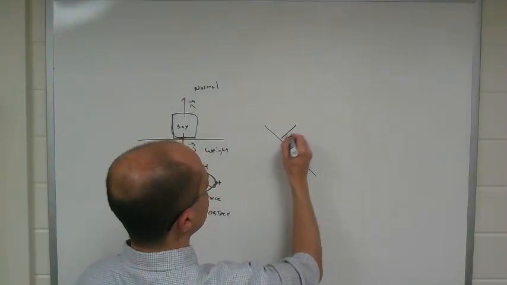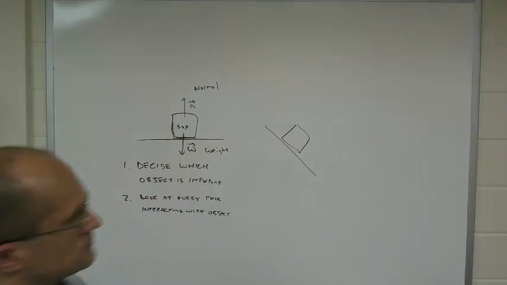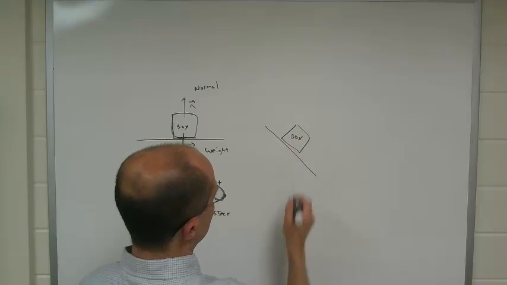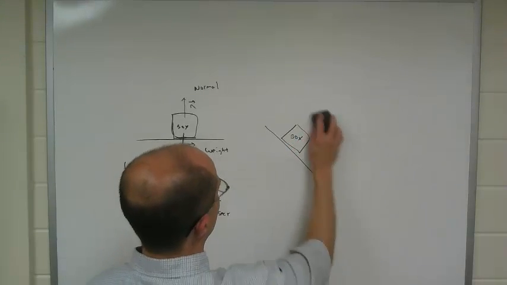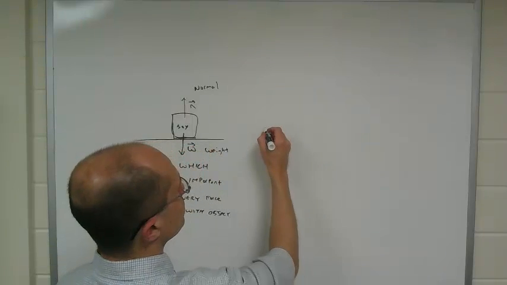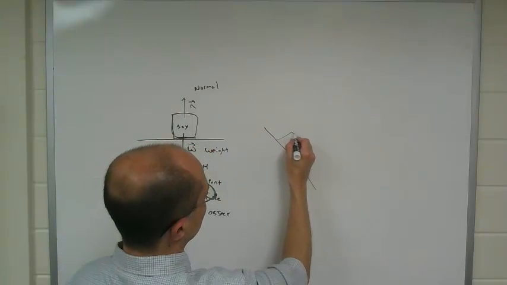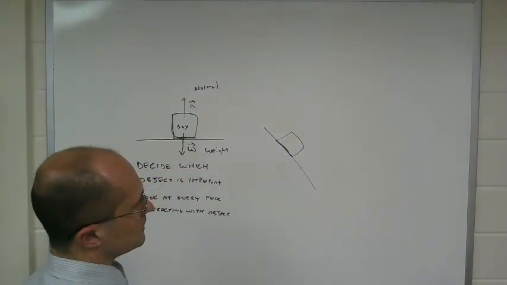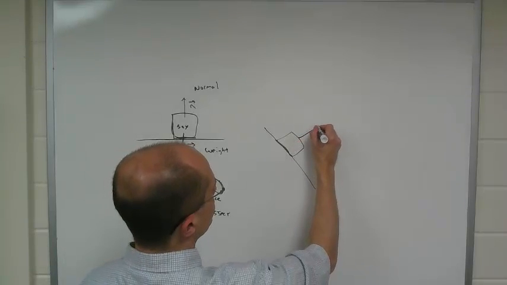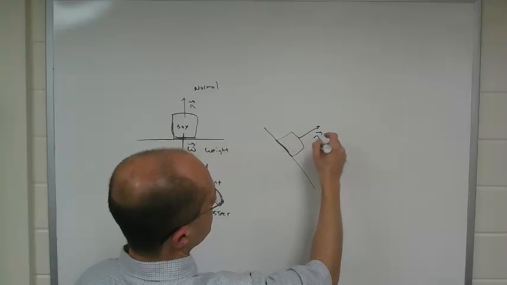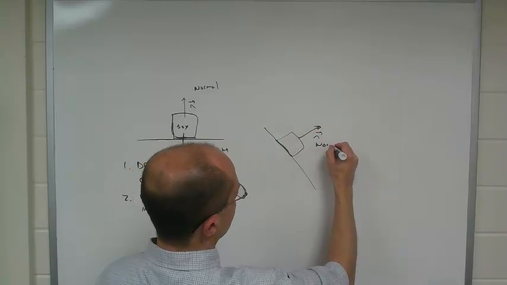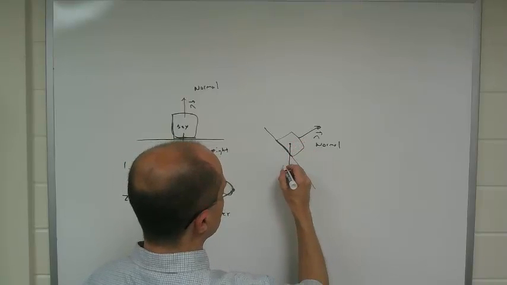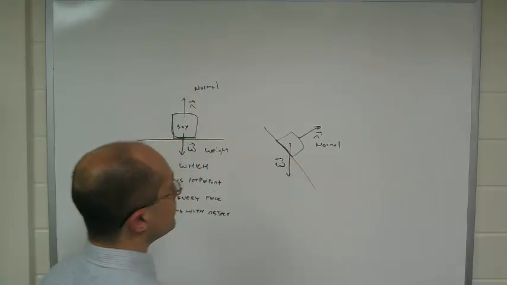Now, if we drew our object on a slanted surface, we'd say, okay, we're still interested in the box. I know I didn't draw my box very well, so let me try one more time. So if we have an object on an inclined surface, we look and say, well, what's happening? Well, we know we have some type of normal force again. It acts perpendicular. So that's our normal force. And we have gravity working straight down. So we've identified the two forces.